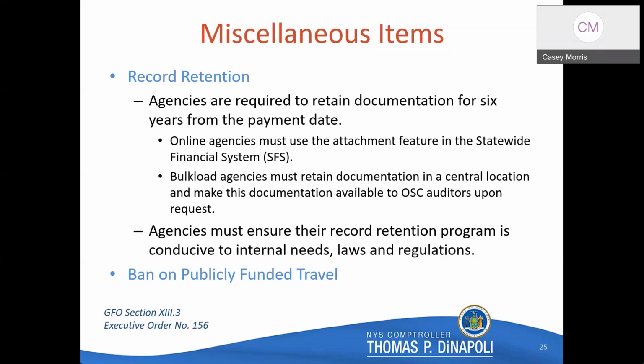And then also, just to give an update on banned travel, publicly funded travel, banned travel still exists for the state of Mississippi and Indiana, and this is due to Executive Order number 144 and 156 enacted by the governor. Currently, there are no other states besides these two with a ban on travel. There was a previous ban on travel that applied to North Carolina, but that has since expired in December 2020.